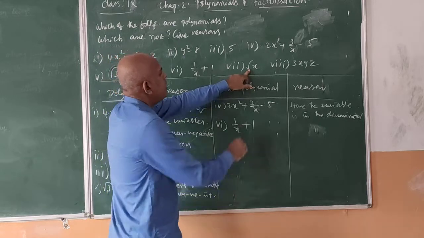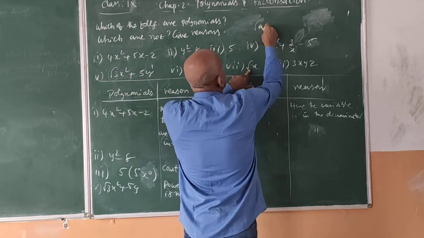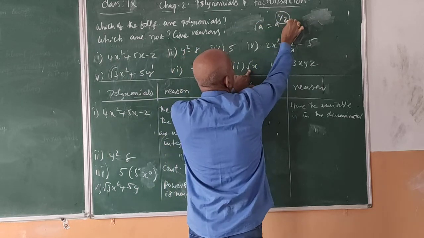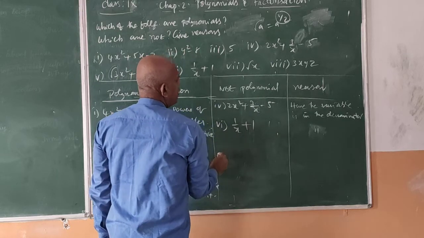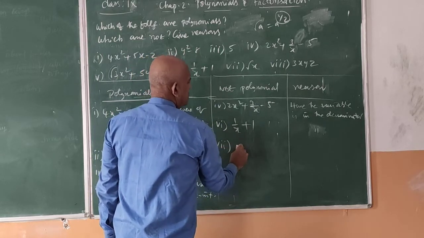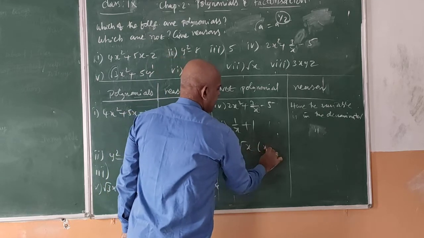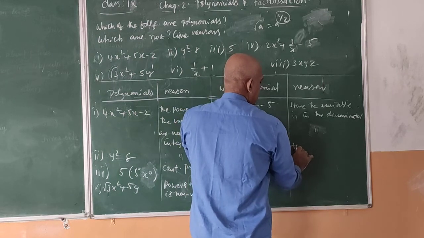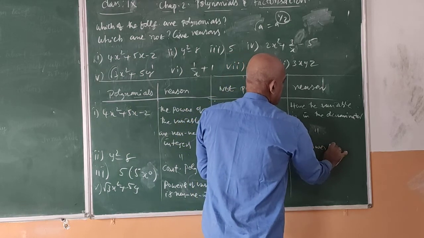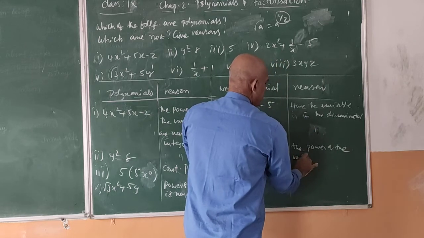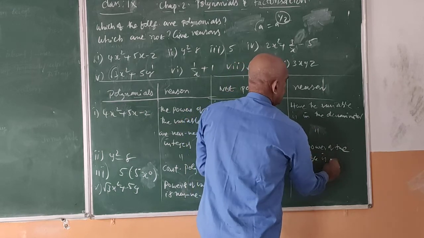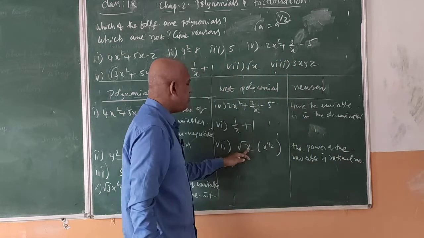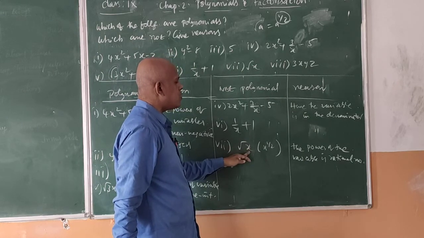Seventh, root x. Root x means x to the power of 1 by 2. Then the power of the variable is a rational number. So it is not a polynomial. Here the power of the variable is a rational number, not a polynomial. If the power of the variable is a rational number, or the variable is under the root, it is not a polynomial.